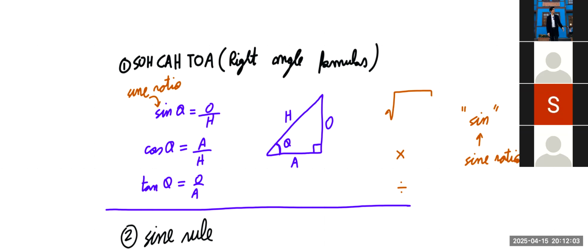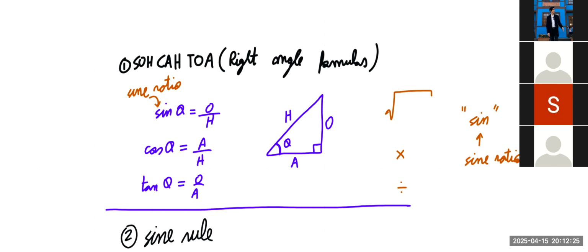If this is your angle of interest, we call this the adjacent side, this the opposite side, this the hypotenuse side. According to which sides you know or which one you're trying to find, you will use one of these three formulas. We do not call this the sine rule. This is not the sine rule. It is a right angle triangle formula that contains the sine ratio. This guy is just an operator.